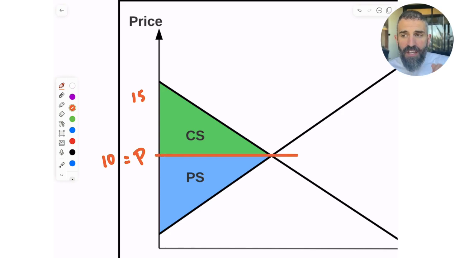But before we get into that, it's really important to just wrap your heads around what I said. The consumer surplus is simply the difference between the maximum you were willing to pay and the actual price you pay. And if you took every single consumer and added up their consumer surplus, you would get the total consumer surplus.